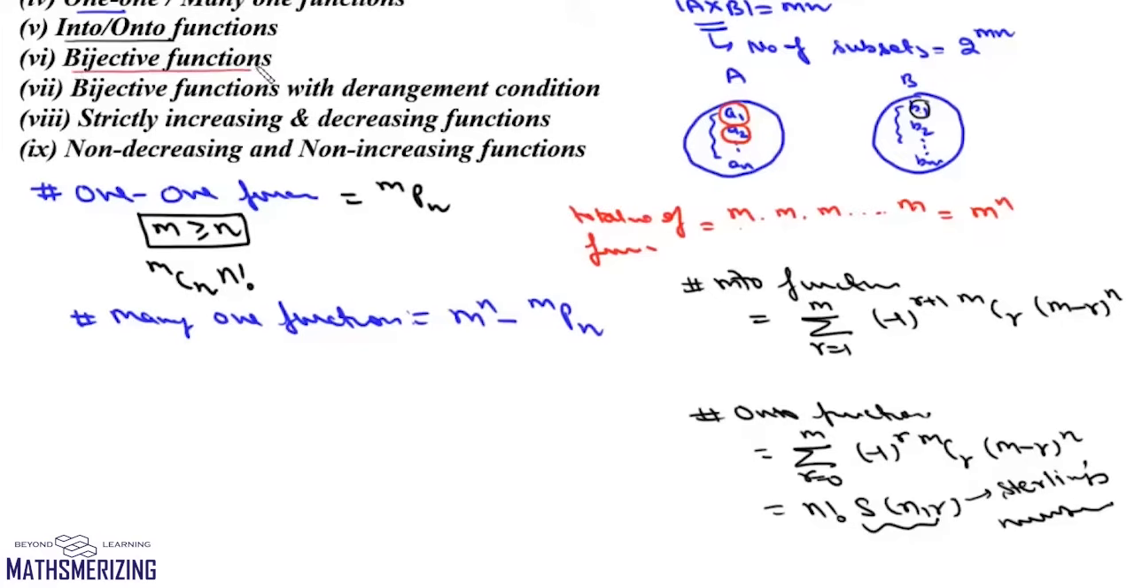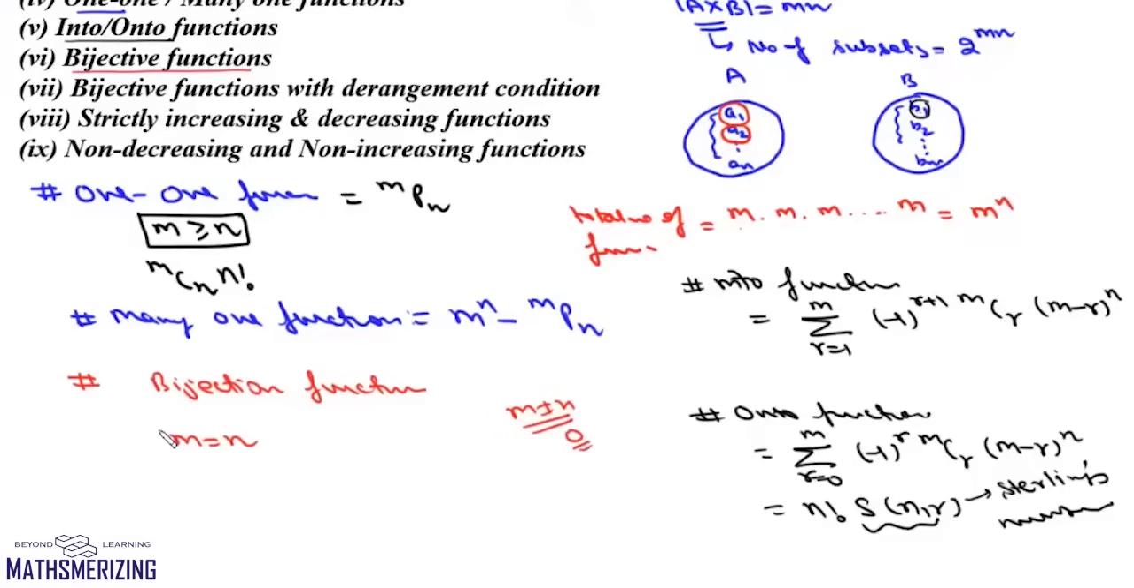Now we know that a function will be bijective if it is both one-one and onto. So a function can only be a bijective function when m is equal to n, that is, the number of elements in A is the same as the number of elements in B. If the number of elements in A is not equal to the number of elements in B, then in that case the number of bijective functions will simply be 0.